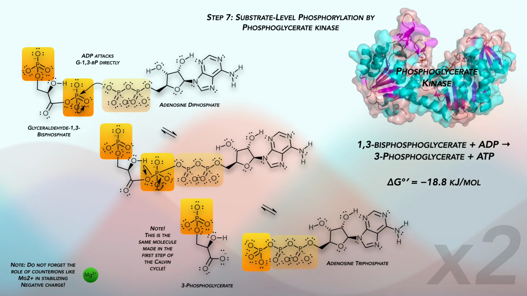And now, with phosphoglycerate kinase, the activated phosphate installed during the previous reaction now performs useful work. ADP attacks the acyl phosphate, and ATP is produced. The product becomes 3-phosphoglycerate. Note, this is the same molecule that we made in the first step of the Calvin cycle. This is the first example of substrate-level phosphorylation. Rather than using a proton gradient, ATP is synthesized directly from a high-energy chemical intermediate.